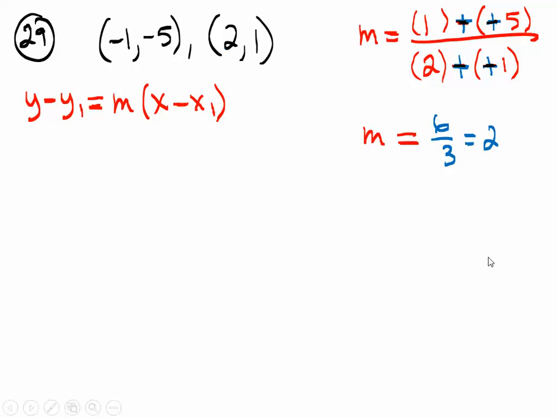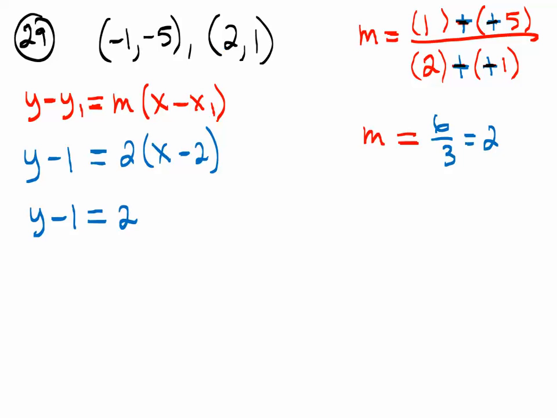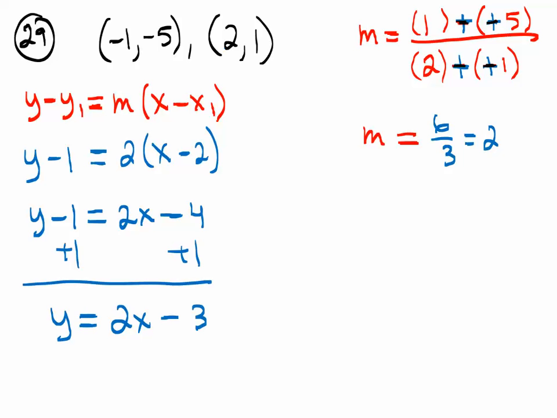Once I get that, and again, it doesn't matter which point you choose here. I'm going to choose 2, 1 to work with, as opposed to -1, -5. Again, you still get the same thing here, no matter which one you choose. Distributing the 2 to both the x and the -2 makes 2x minus 4, adding 1, and we wind up with y equals 2x minus 3.